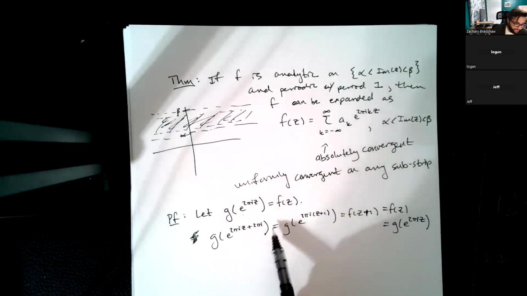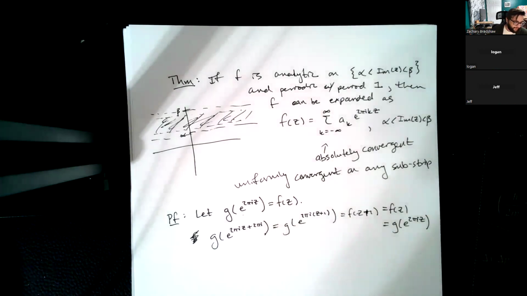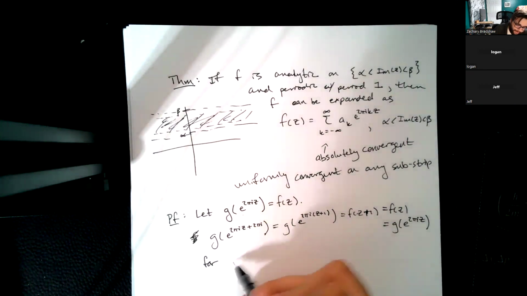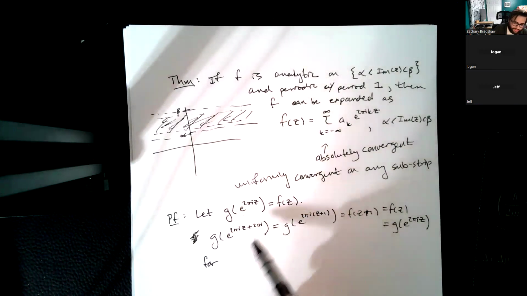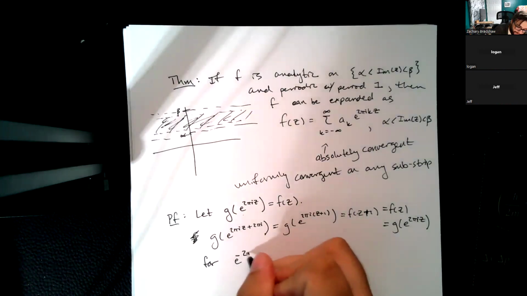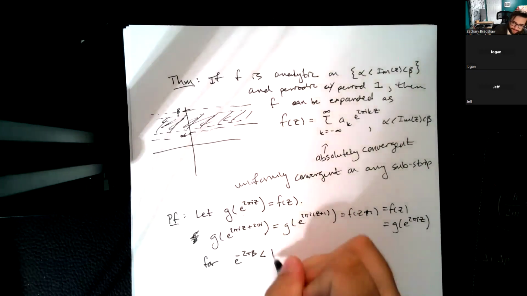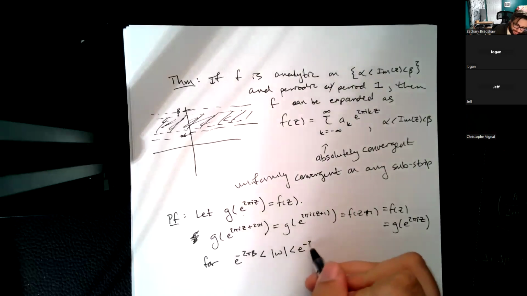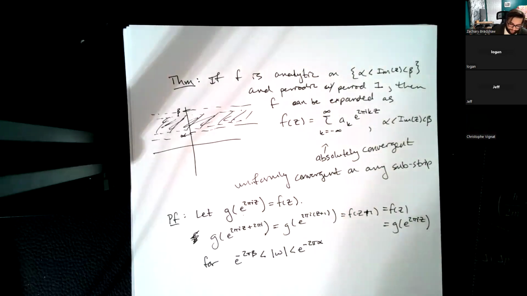And moreover, it's analytic, right? It's composed of analytic functions. Then for its domain, this horizontal strip gets mapped to the annulus e to the minus 2 pi beta less than the magnitude of omega less than e to the minus 2 pi alpha.